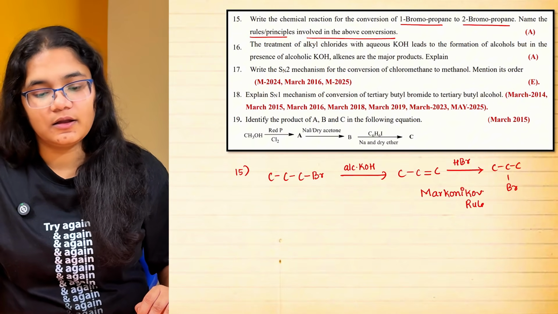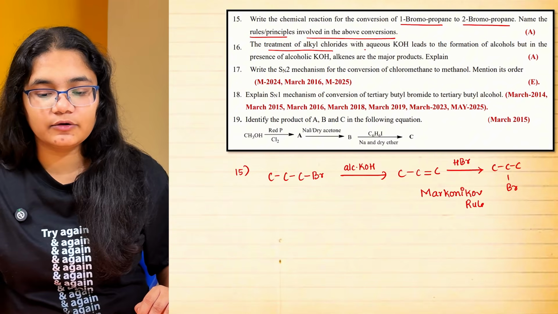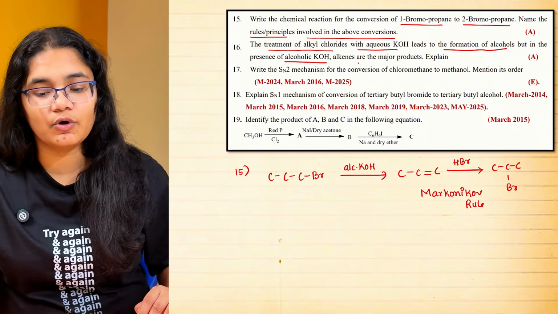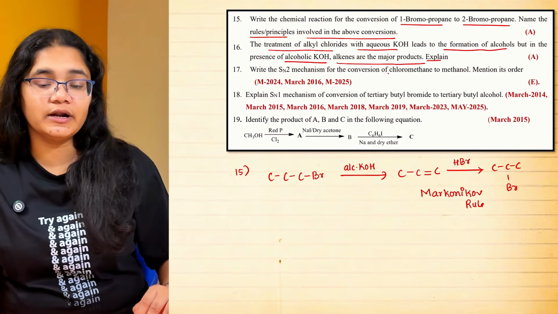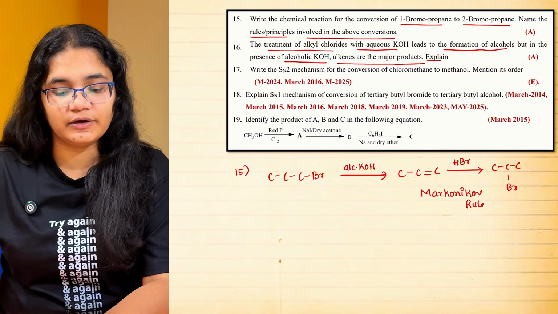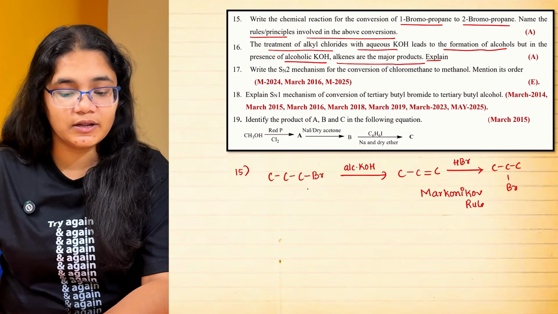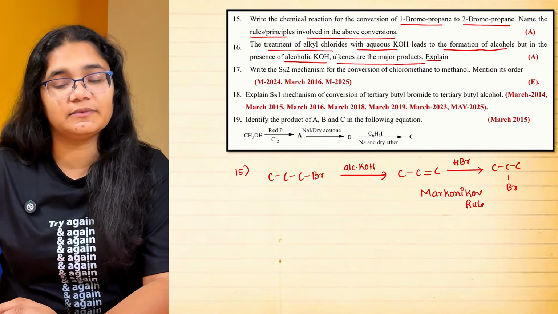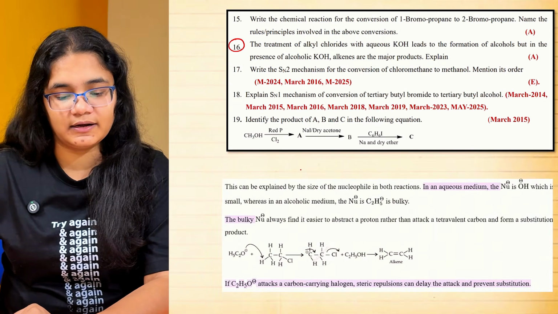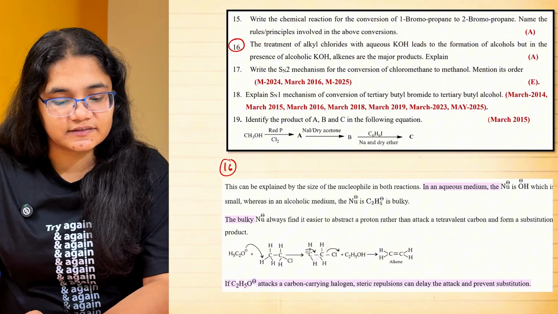Okay. Next, the treatment of alkyl chlorides with aqueous KOH leads to the formation of alcohols, but in the presence of alcoholic KOH, alkenes are the major product. Explain. Yes, this is a good question. Now, if you treat it with alcoholic KOH, you get a double bond, but if you treat it with aqueous KOH, this Br will be replaced with OH group, right? So what is the difference here that we have to understand? See, this is answer number 16.